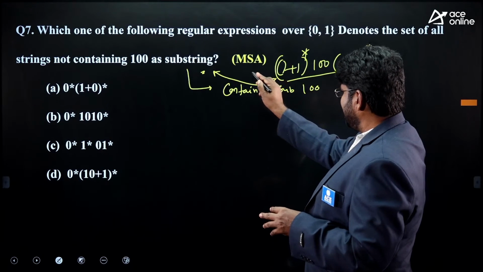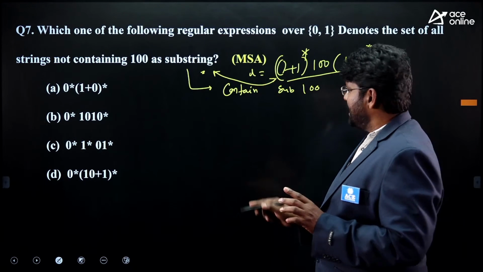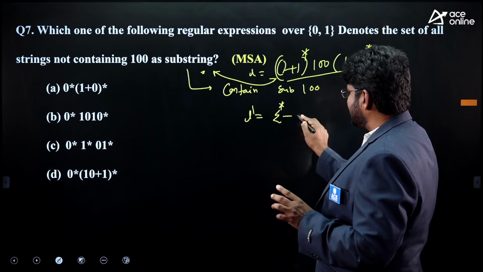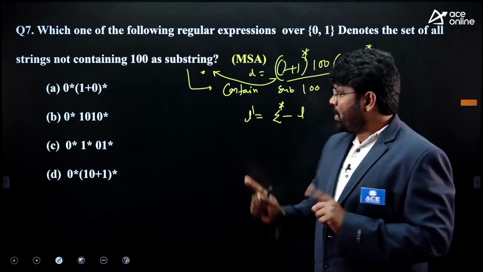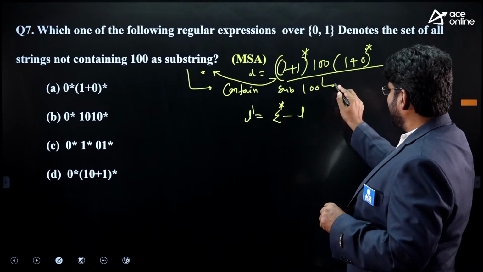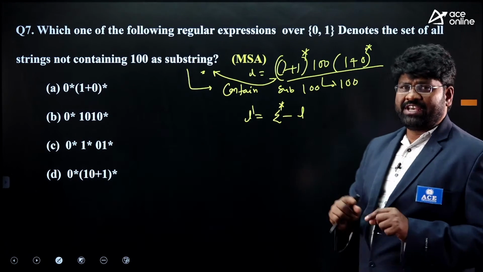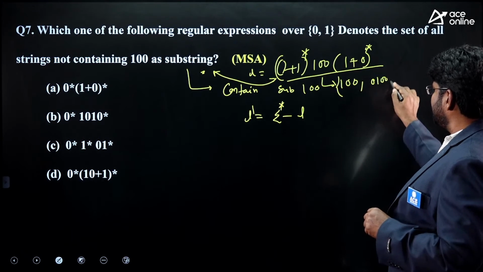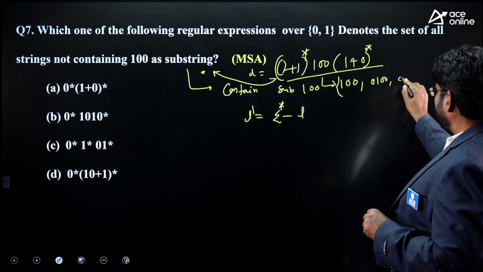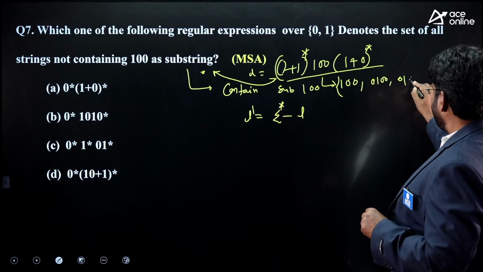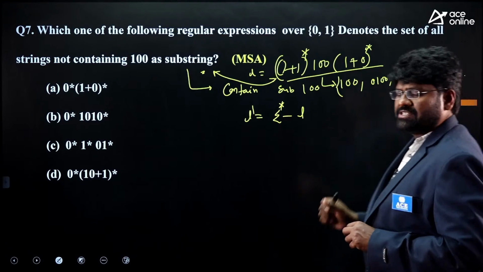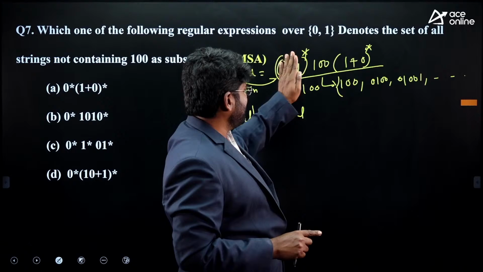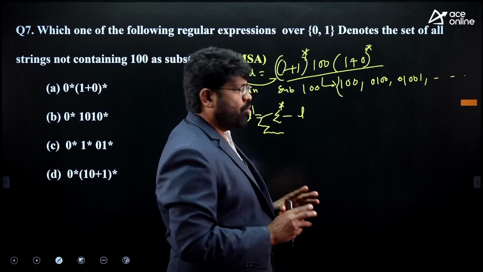If this is L, its complement L dash is sigma star minus L. What will L produce? The first string is 1, 0, 0. The second string is 0, 1, 0, 0. Or else 1, 0, 0, 1, and so on. You will write these strings here. What I have written is the language containing the substring 1, 0, 0.